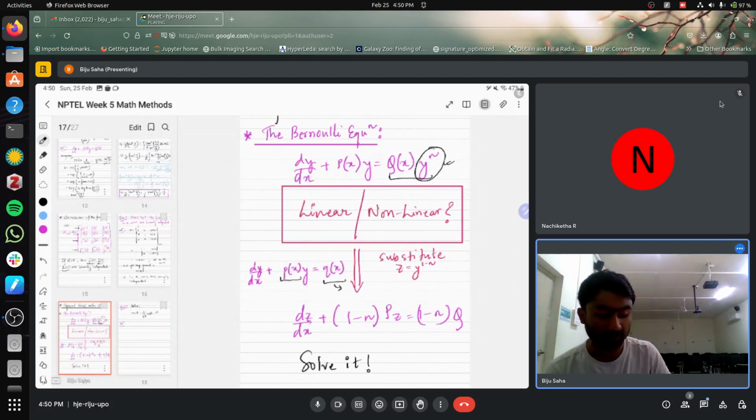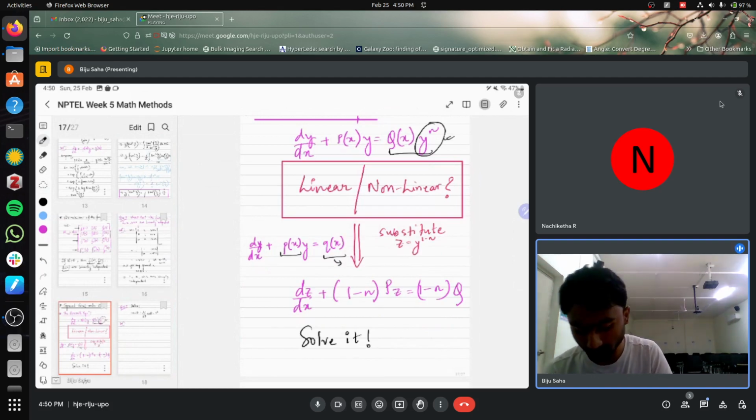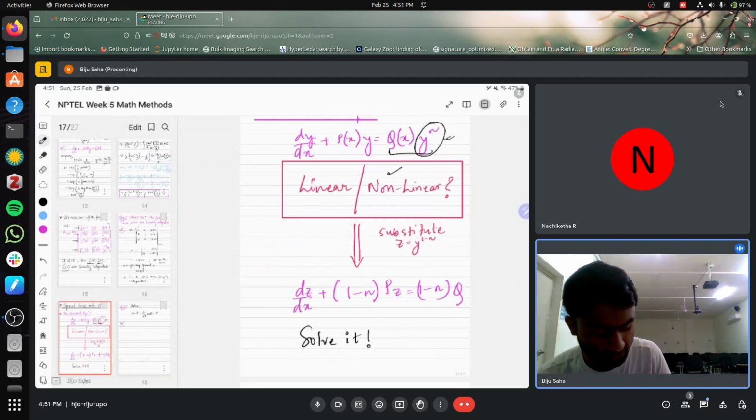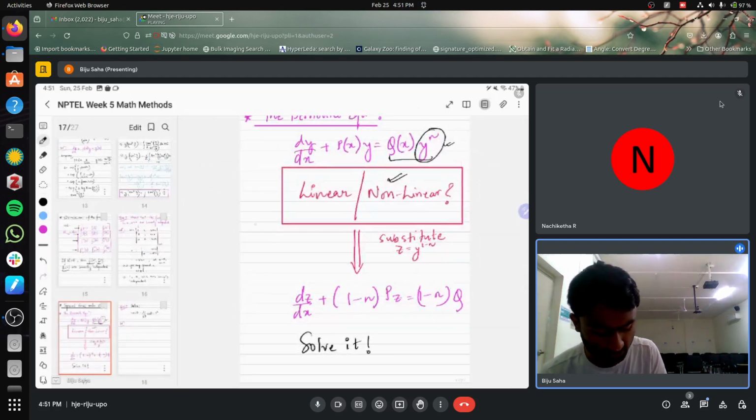But we will try to manipulate it and make it look linear, and then proceed with the usual method of solving. The way to go about this is, since this particular equation turned out to be non-linear, you make a substitution. So you change the form of the dependent variable. Earlier my dependent variable was y. That was my dependent variable.